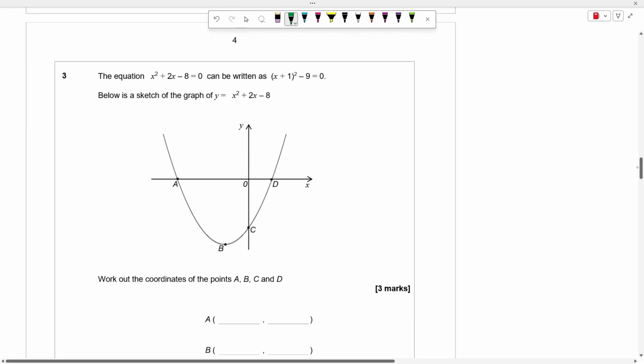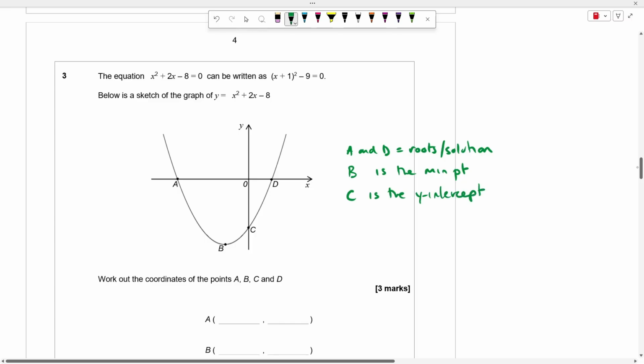Moving on to question 3, it says the equation of x squared plus 2x minus 8 equals 0 can be written as x plus 1 squared minus 9 equals 0. Below is a sketch of x squared plus 2x minus 8, and the question is asking us to work out the coordinates of A, B, C and D. Well, looking at this, A and D are the roots, or the solutions as you may want to call them, as it's a quadratic. B is the minimum point, and the reason why it's a minimum point is because it's a positive parabola, and C is the y-intercept.